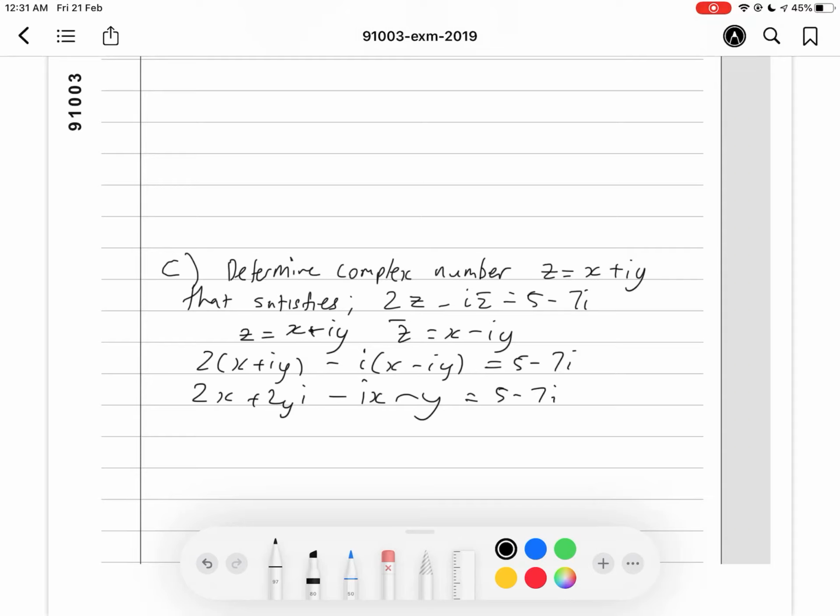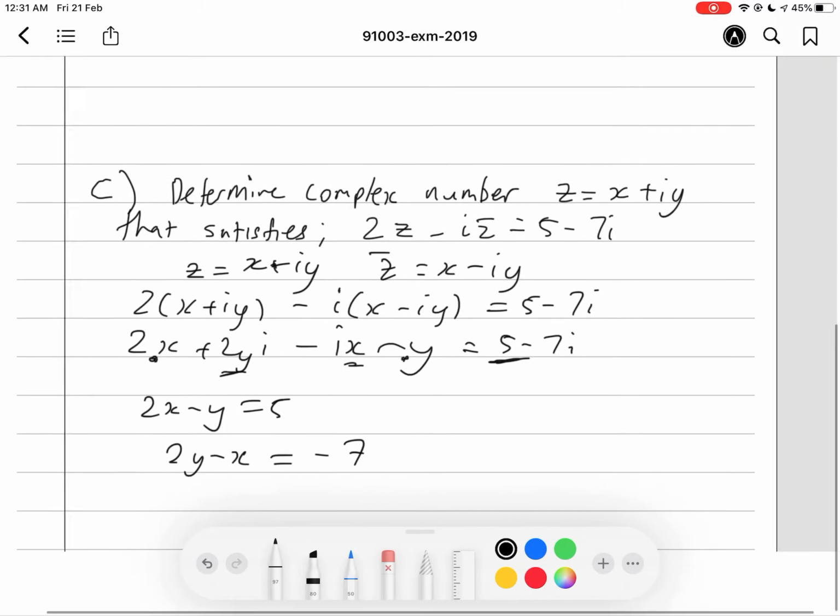So remember how I was talking about the real part equals the real part and the imaginary part equals the imaginary part. We're going to use the exact same idea here. So 2x and negative y are real. So 2x minus y equals the real part, which is 5. And we have the imaginary part, which is 2y and negative x. So 2y minus x equals negative 7.